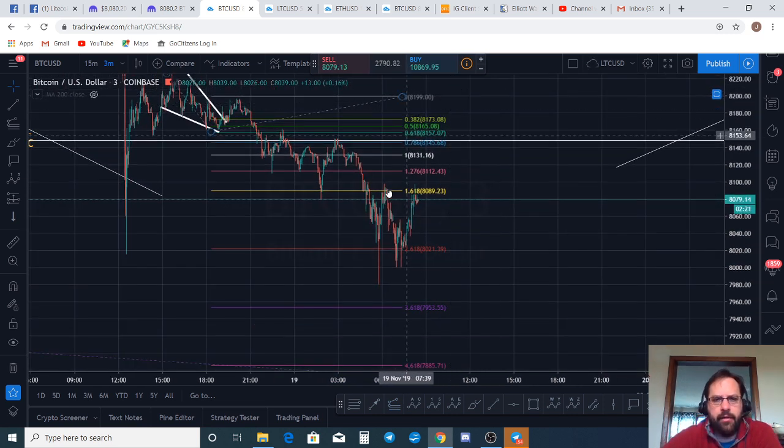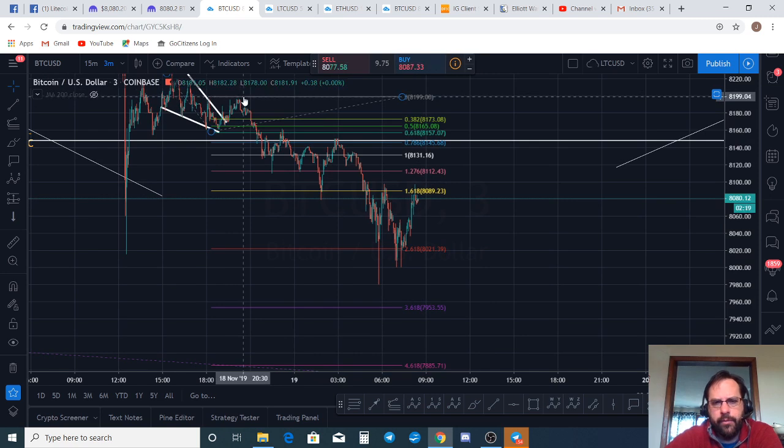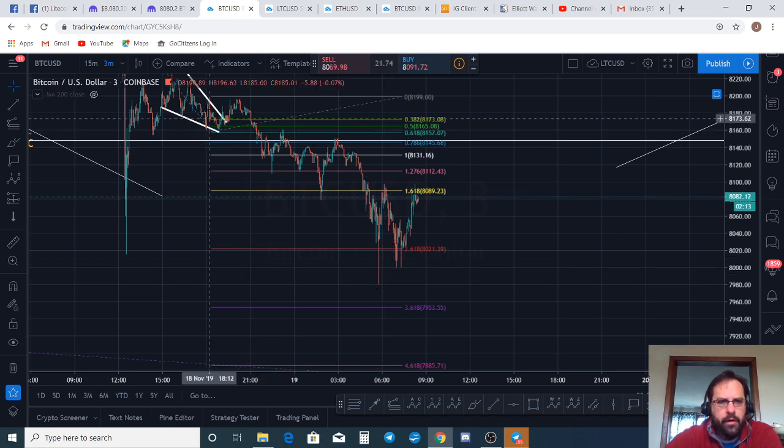Let's see here. 1, 2. Came down for 3 there. 4 and 5. Or this is 1, 2. And then all that is 3. This is a 4 wave that we're making right now.